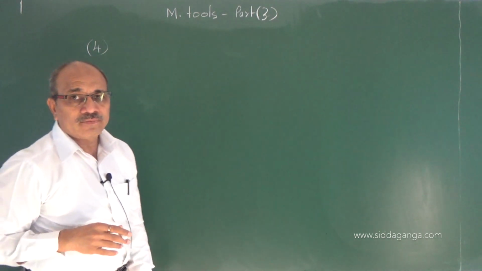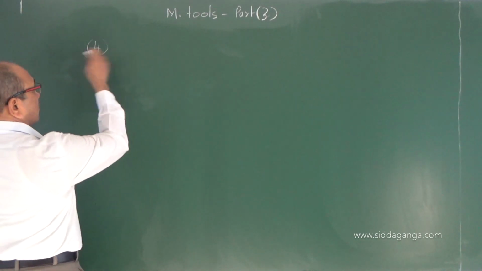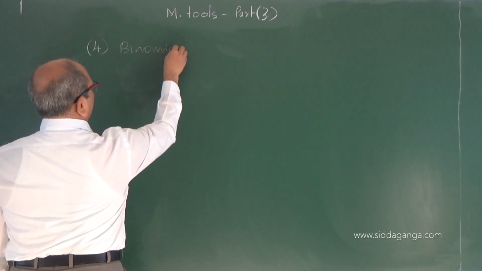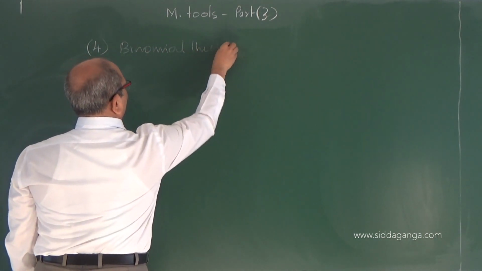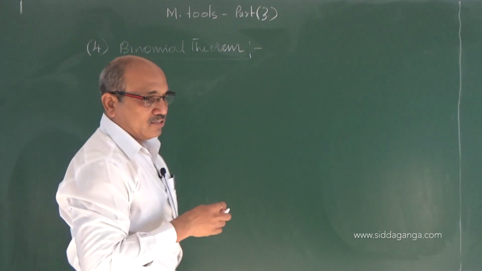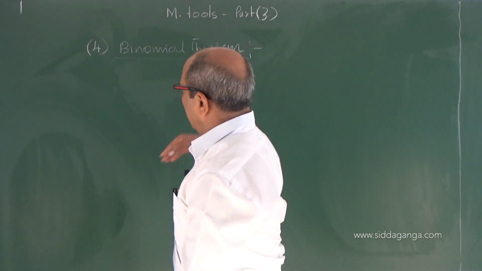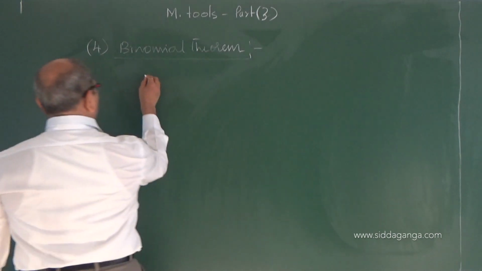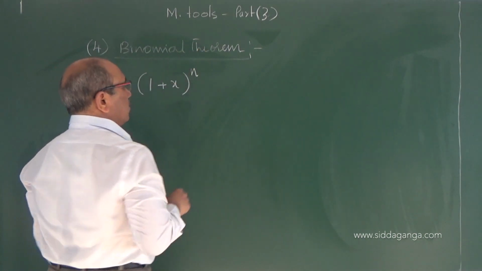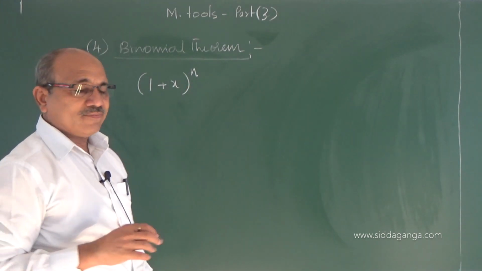The fourth mathematical tool we are using in physics. After sequence, I am coming to the binomial theorem. In a binomial, there is a sum of two variables raised to the power of n. Particularly, the theorem we are using is (1 plus x) to the power n, where n is a real number, may be positive or negative, may be a fraction.